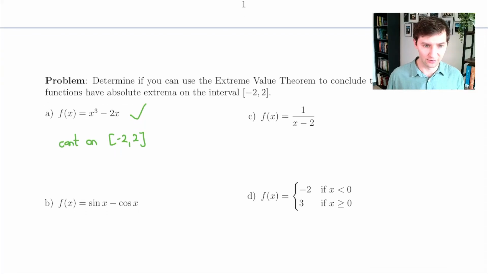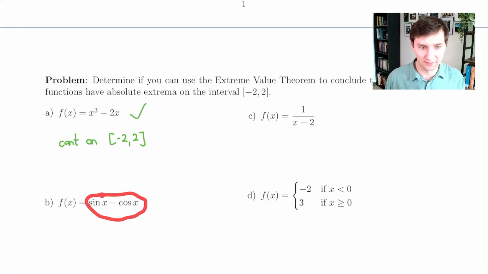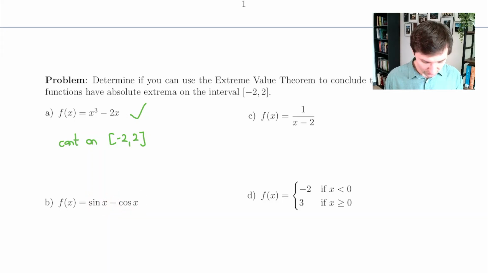What about the function sine of x minus cosine of x? We know that sine of x is continuous everywhere. We also know that cosine of x is continuous everywhere. Subtracting two continuous functions gives you a continuous function. This means the function sine of x minus cosine of x is continuous everywhere. In particular, it is continuous on the interval from -2 to 2.